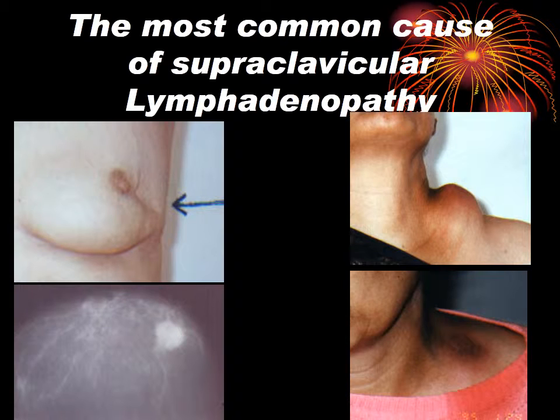The most common cause of supraclavicular lymphadenopathy is cancer of the breast. You can see here a dimple, in Arabic taqa'ur or ghammaz, and here is a mammogram with cancer here, and this lady has breast cancer with these very huge supraclavicular lymph nodes before radiation and here after palliative radiation.